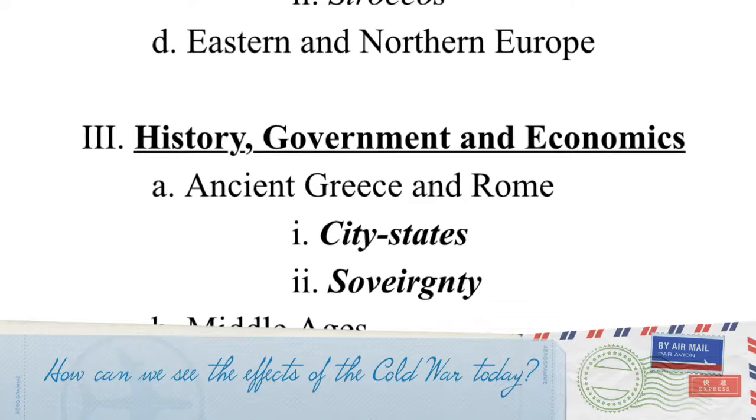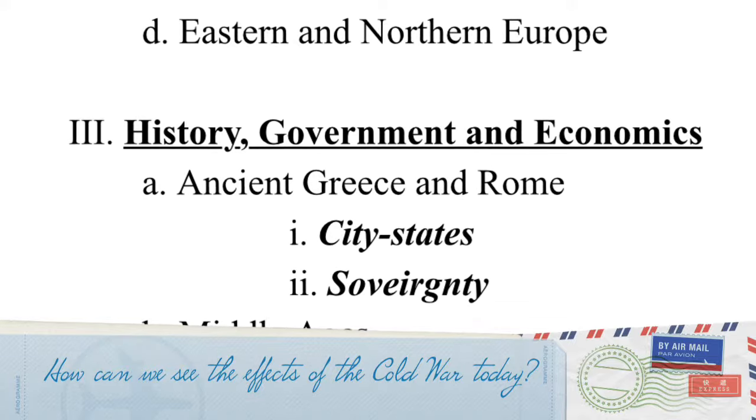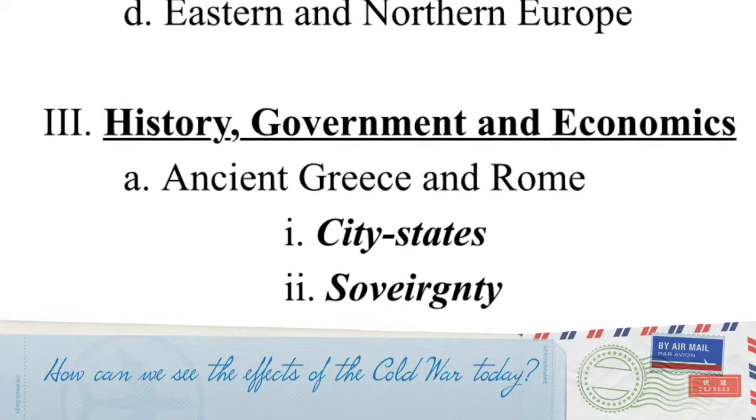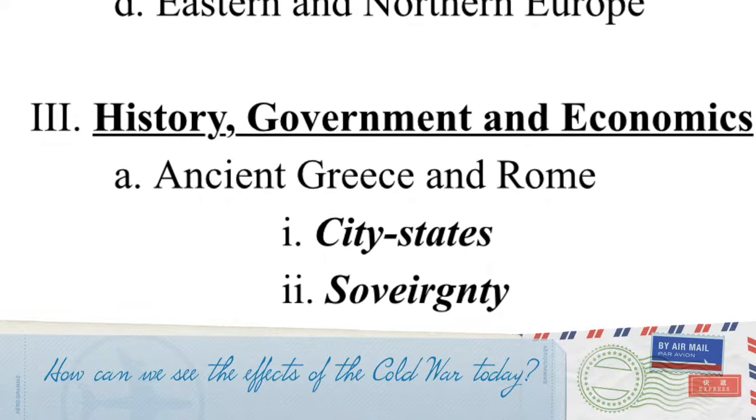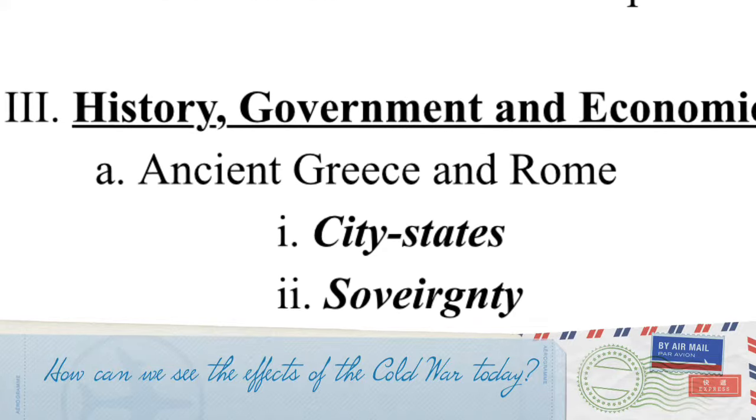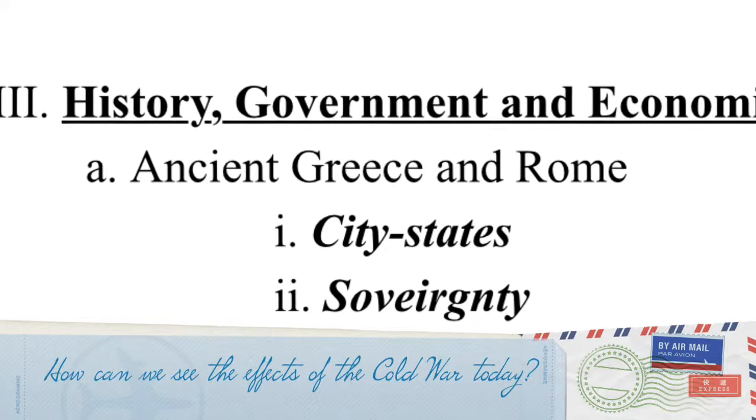Greece's mountainous landscape led to the development of what was known as city-states. A city-state is an area with sovereignty. The word sovereignty means power within the people. It means political power that a group of people have.